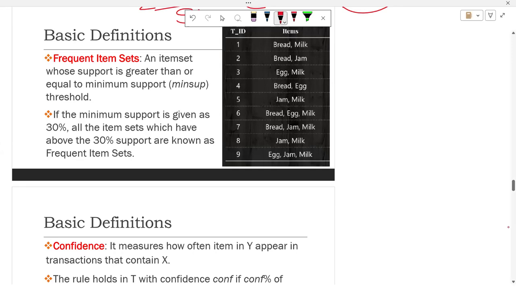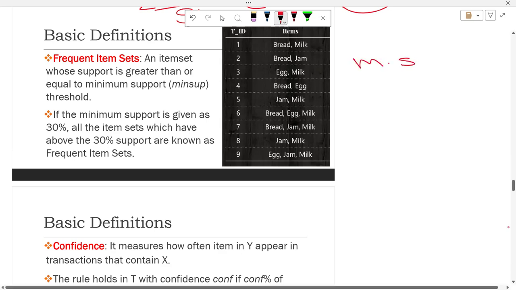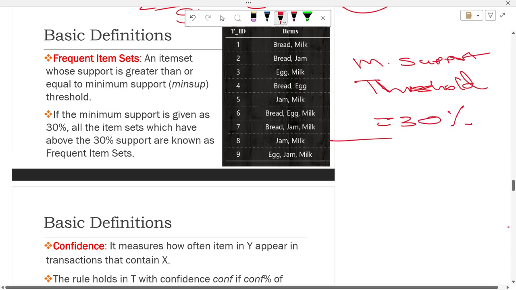As a CEO of the company, he defined the minimum support threshold value. Just think the CEO defined the minimum support threshold value as 30%. It means all the association rules which have support above 30%. If you find an association rule which has above 30% support, then that association rule or item set, we can say, is a frequent item set. The frequent item set is an item set which has a support value greater than or equal to the minimum support threshold value.